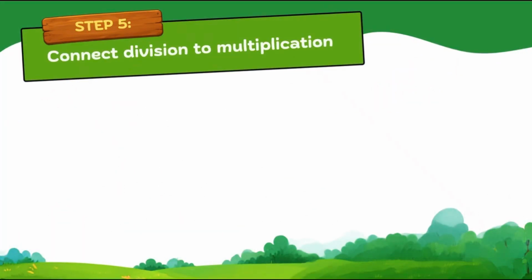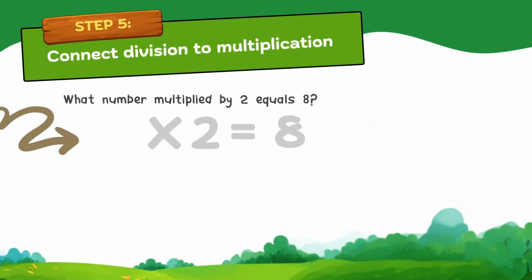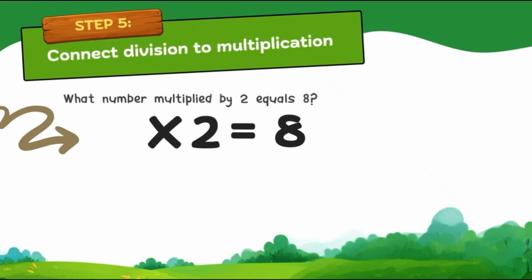Step 5. Connect division to multiplication. What number multiplied by 2 equals 8? We're looking for the missing number. We know that if we multiply that number by 2, the answer is 8. Let's count by 2s until we reach 8. 2, 4, 6, 8. We counted 4 2s to make 8, so the missing number is 4.